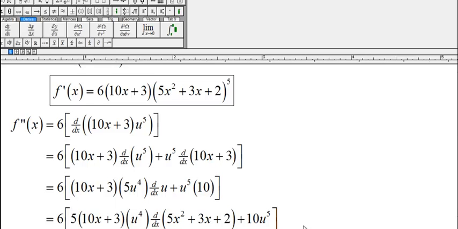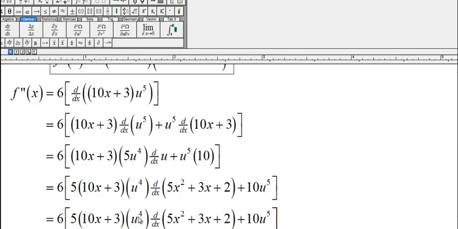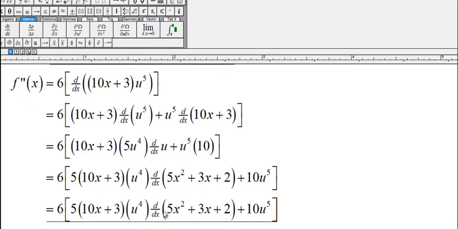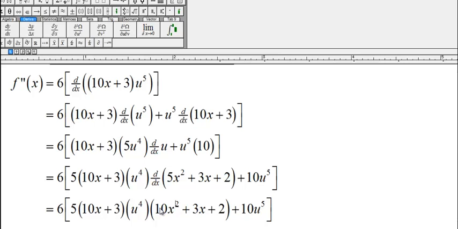Okay. So far so good. Okay, the derivative of this part we get from the chain rule. That's pretty easy. We've done this already. It's 10x plus 3.